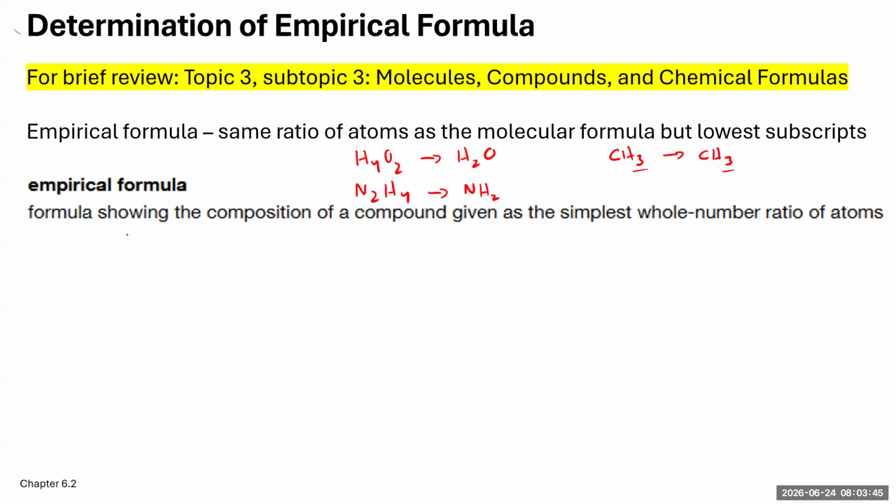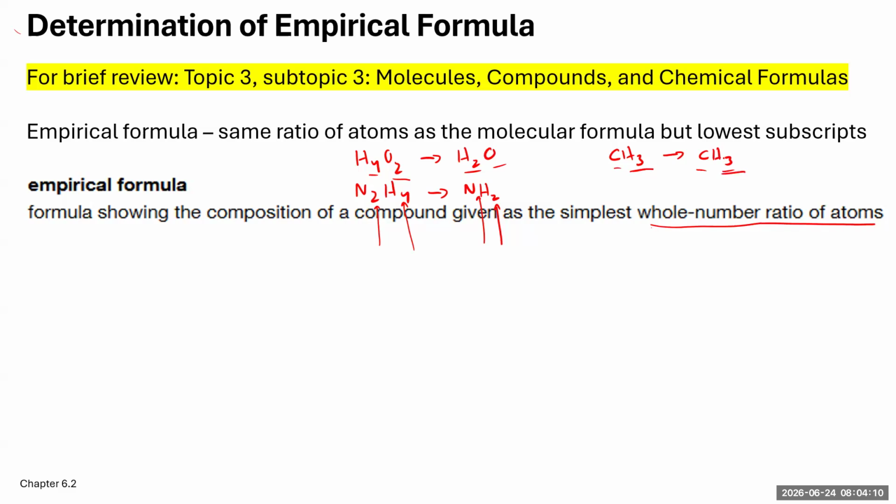So empirical formula shows the composition of a compound, giving the simplest whole number ratio of atoms, right? And this is the ratio. This is 4 to 2, which is also the same as 2 to 1. And this is 2 to 1. This is also 2 to 1. This is a 1 to 3. This is a 1 to 3, but we can't get any lower, right?